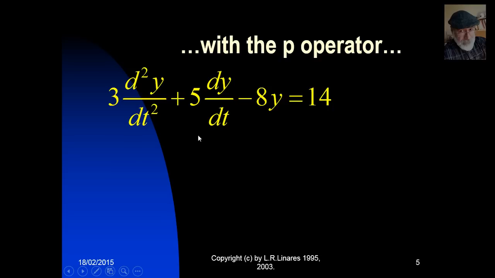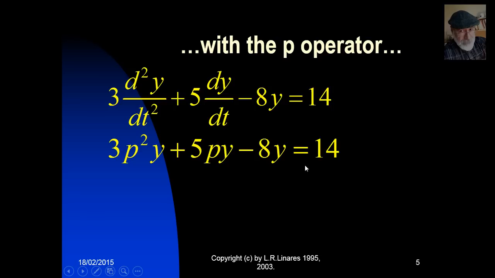If we apply the P operator notation to the differential equation shown in Leibniz notation, we would write 3 times the second time derivative of y, sure, 3 times p squared y, plus 5 times the first derivative of y, that is plus 5py, minus 8y equals 14. Observe we still have the same 3 coefficients on the left-hand side and the right-hand side term 14. The order of the differential equation can be seen up here.